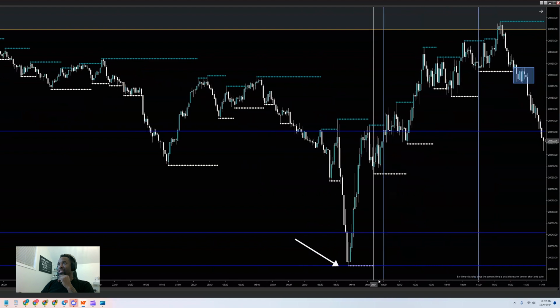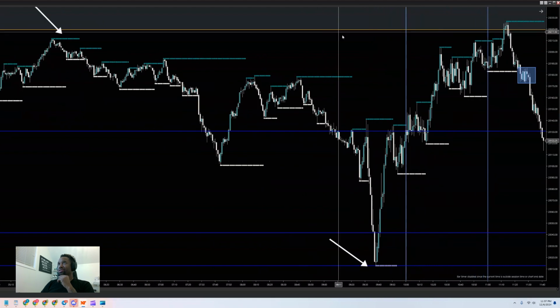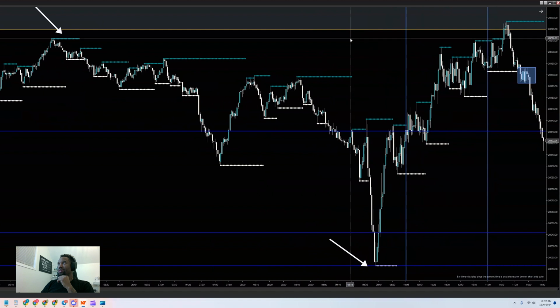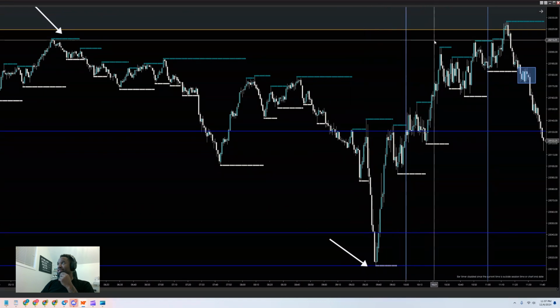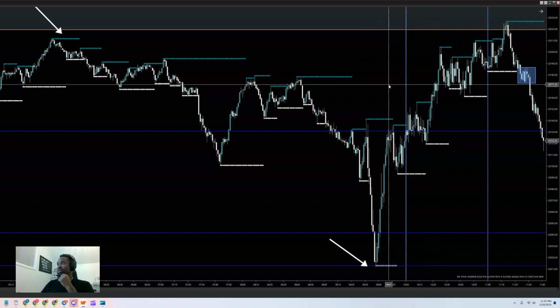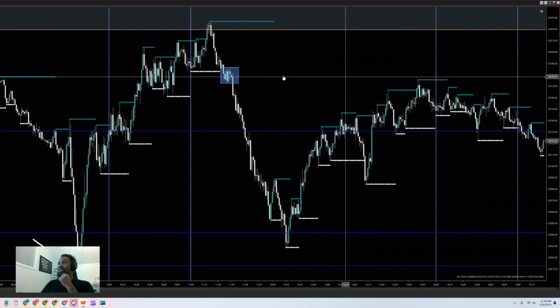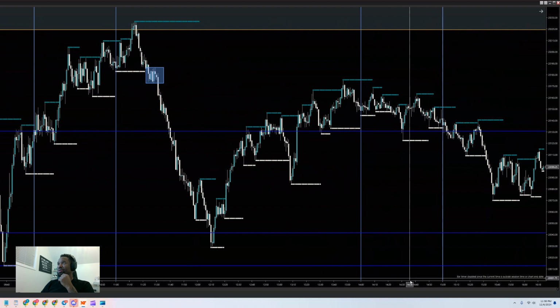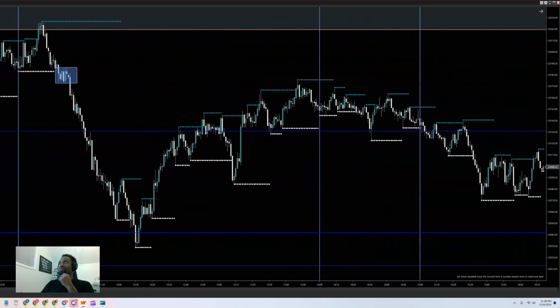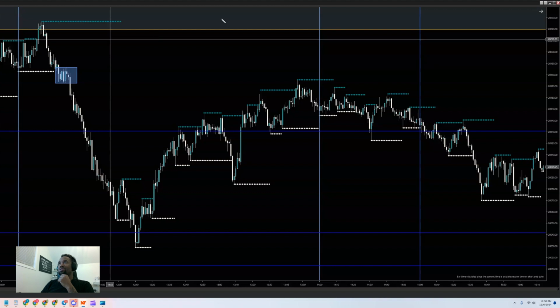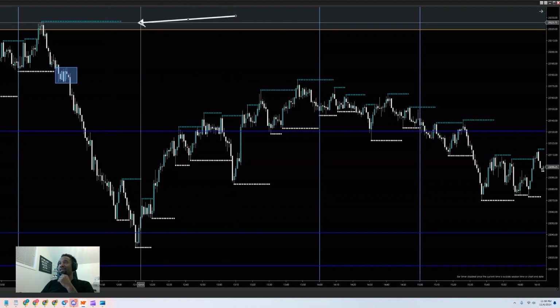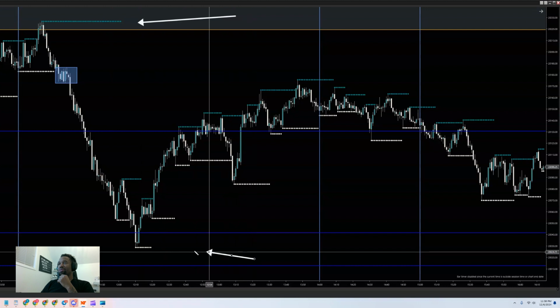Did price take out either of those? So if we look here, price in fact did not sweep the high or the low during that time. So there's no silver bullet setup there. You've got to wait until 2 and 3 p.m. now. And just by quickly eyeballing, I see the same thing. So this is the previous session high. This is the previous session low.